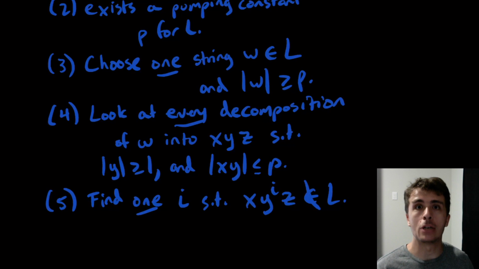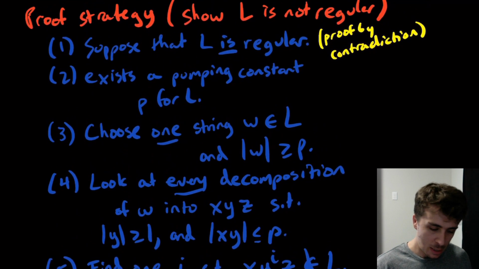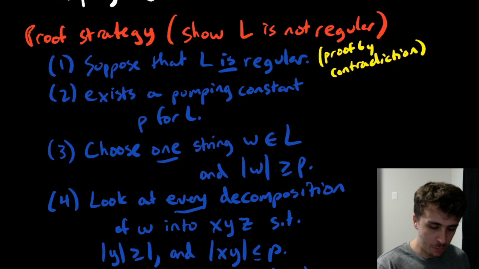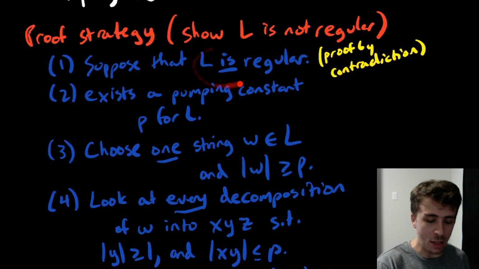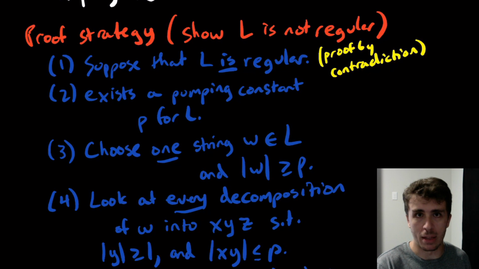And that would contradict the fact that it's always in the language, meaning that this string w can't possibly be pumped, which means that the for-all condition for every single string being pumpable is just not true anymore, which means that L couldn't have been regular to start with. And that's the general proof strategy.